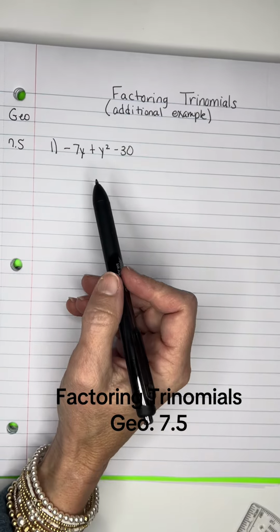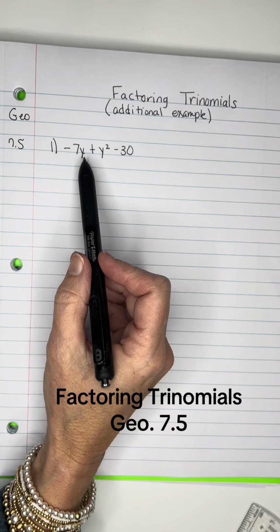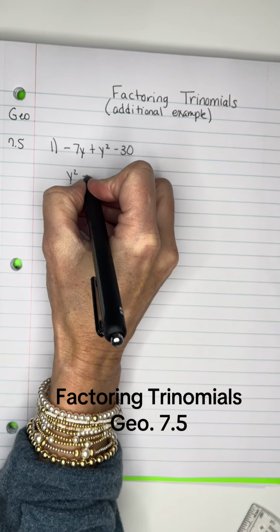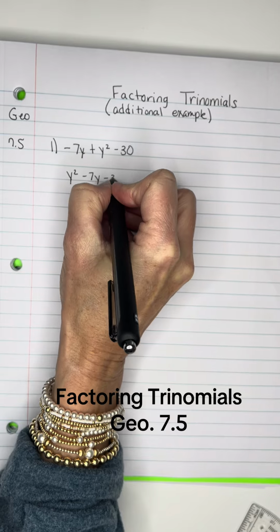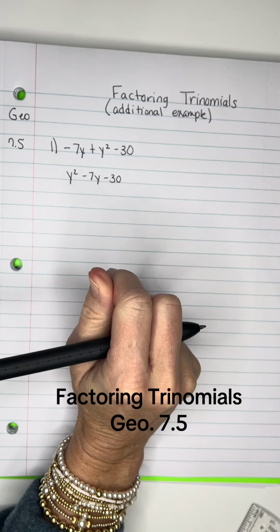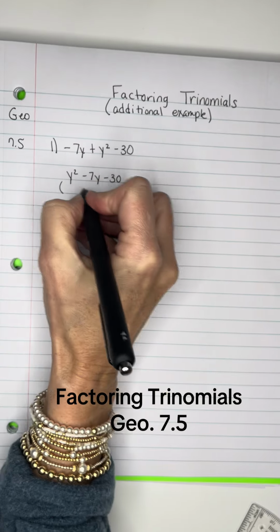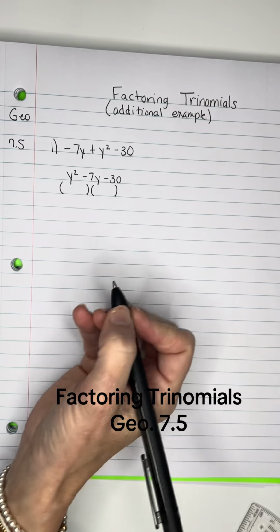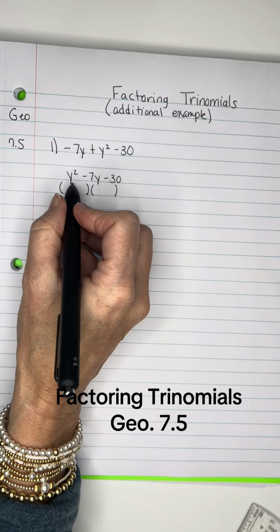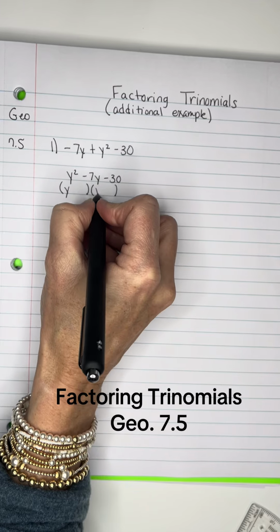All right, first of all, this is not in standard form. So I need the y squared to be in front of the negative 7y minus 30. It needs to be in standard form, which means the exponents are decreasing. Then I'll set down two sets of parentheses. And the two things that will multiply to give me y squared would be y and y.